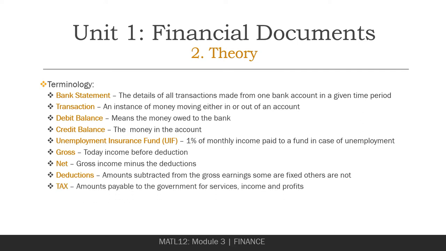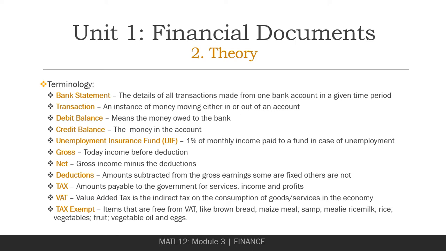So tax are amounts payable to the government for services, income, and profits. So this is how you keep the government running, by paying your taxes. Then a special type of tax is VAT, which is known as value added tax, the indirect tax on the consumption of goods and services in the economy. So for you to claim VAT and everything, you need to have a tax registration number. But you will see this as we go through an example.